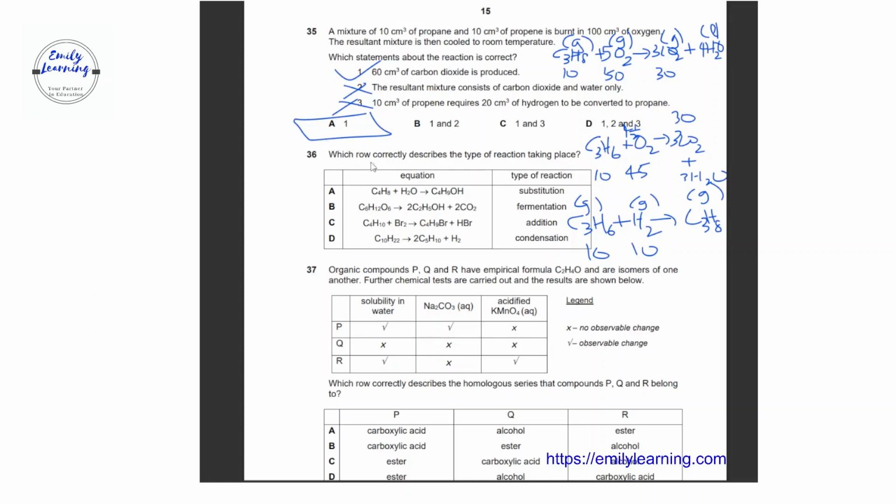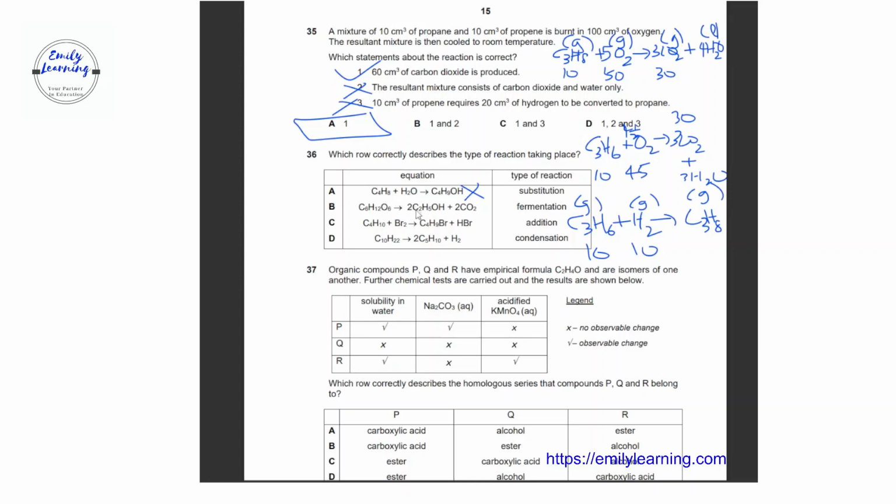Moving on to 36, which row correctly describes the type of reaction taking place? So this C4H8 plus H2O, you form C4H9OH. It is basically your alkene reacting with steam. So it's a hydration reaction or an addition reaction. So this is wrong.